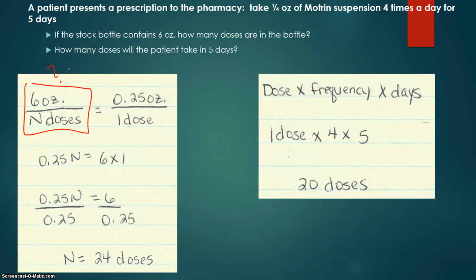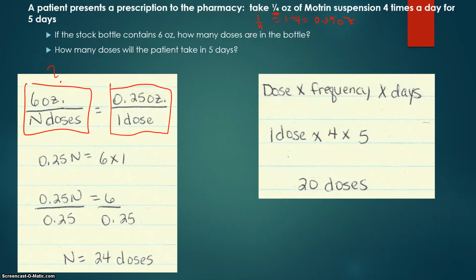The reason we got 0.25 ounces here is because of what we said in the fractions presentation: whenever you see a fraction, you change it into a decimal by doing 1 divided by 4 on your calculator, and you get 0.25 ounces. That makes it easier to deal with. That's 1 dose, and we got that from what we read in the problem.